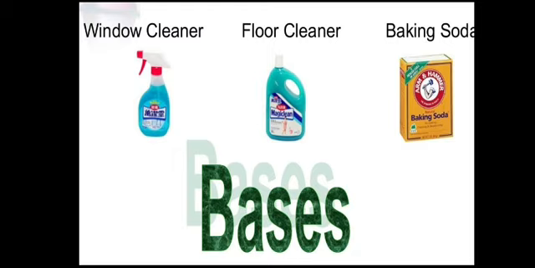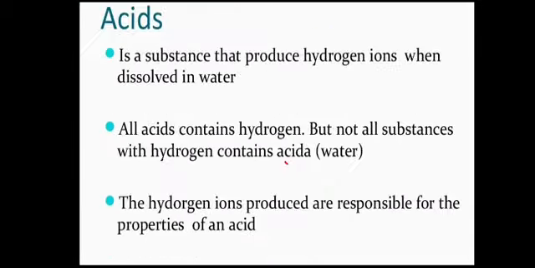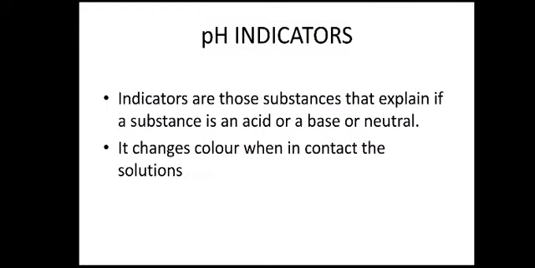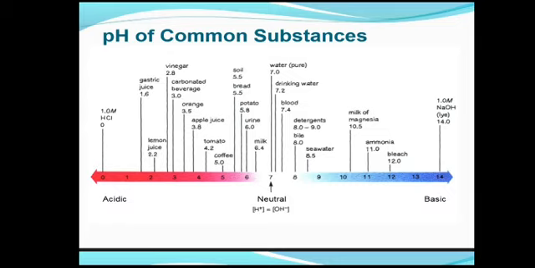Next, bases. Bases are used in your window cleaner solutions, floor cleaner detergents, and baking soda. And the other substances which are all basic we saw in the pH scale, that is your drinking water itself is a base. Blood is a base. Detergents, seawater, milk of magnesia are all chemicals. Ammonia, bleach and NaOH lye. These are all the basic substances.